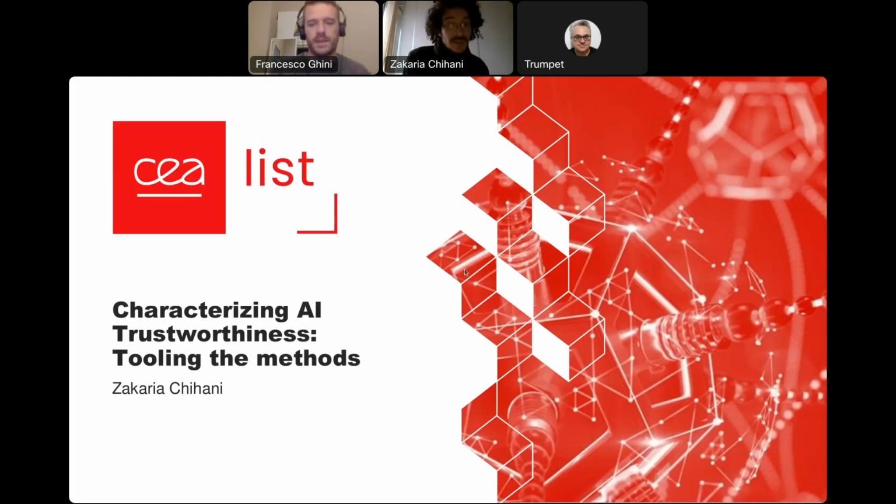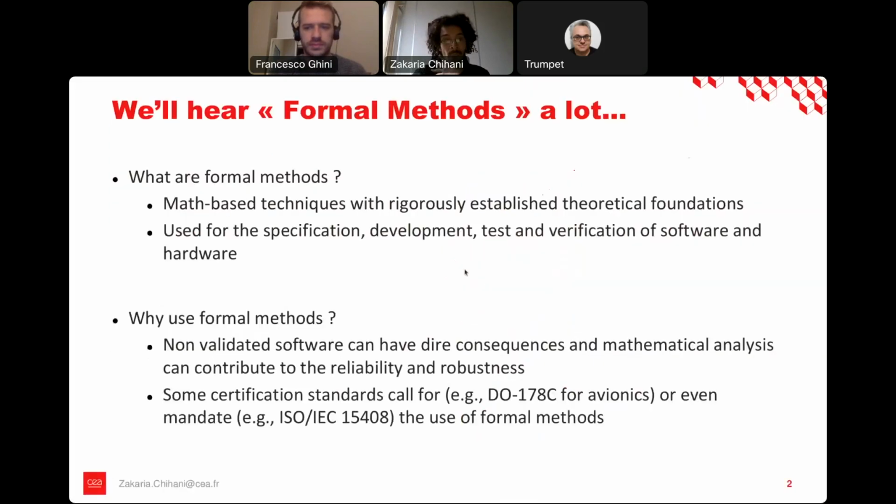So I'm going to talk about characterizing AI trustworthiness, or at least some aspects of AI trustworthiness, through not only the methods, but some tools that are based on the methods that I'm going to talk about. But before going further, we're probably going to hear the word formal methods a lot. So maybe we should start by defining what we mean by that.